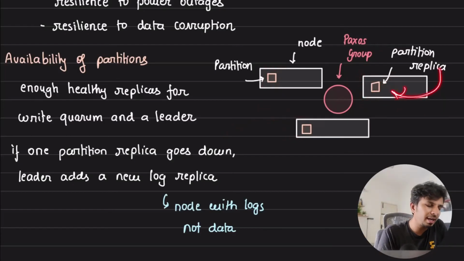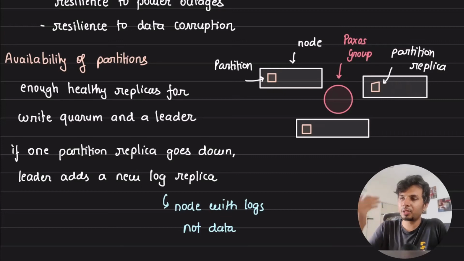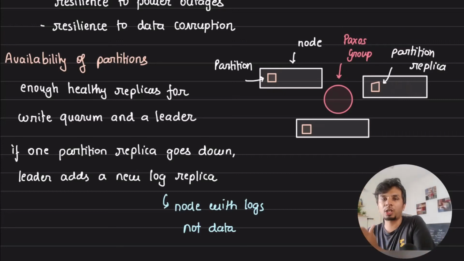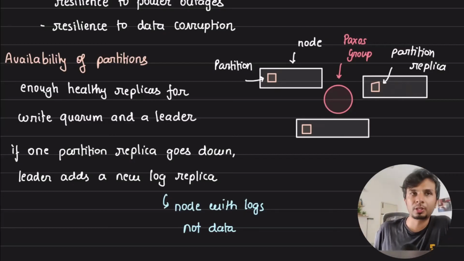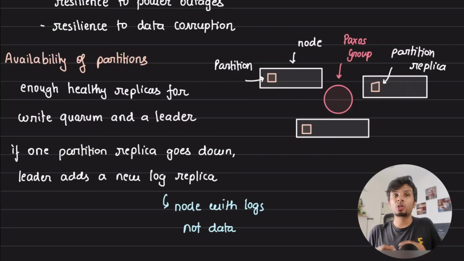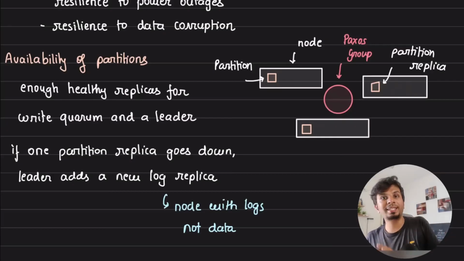When this would come back up, it would take its place, right? It would check what all has happened. It would apply those changes on its local machine and would resume its responsibilities, right? So availability of partition is so important with consensus, right?